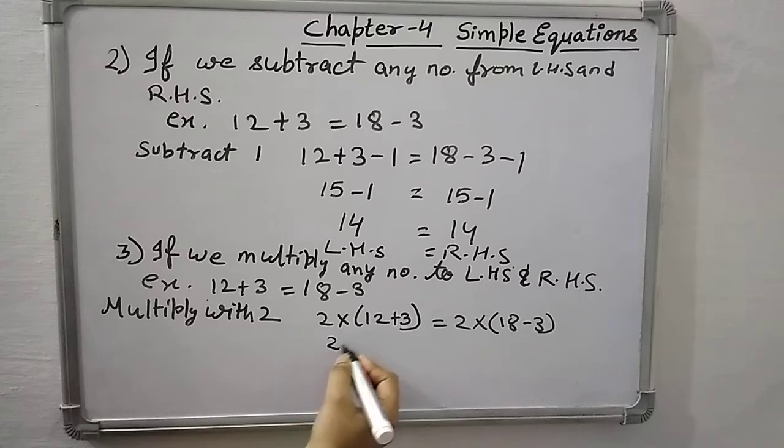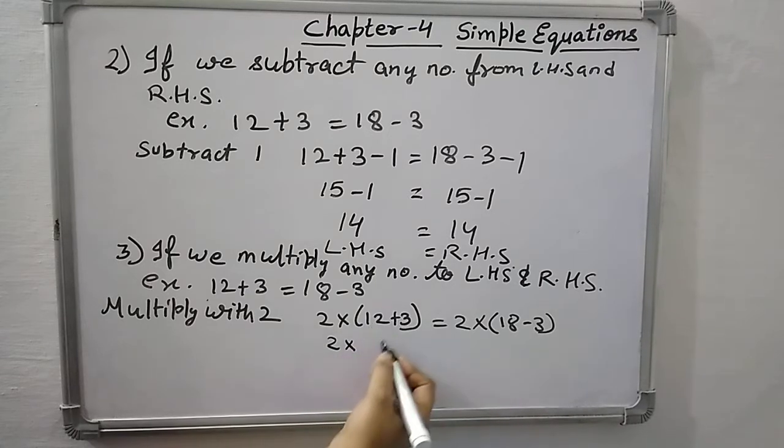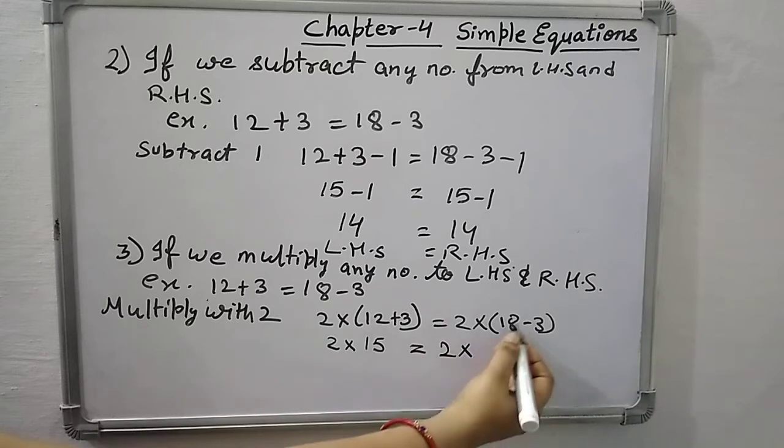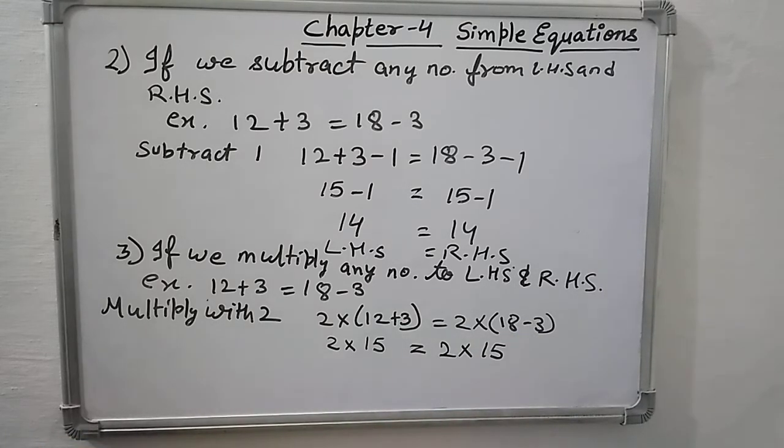Now we can say it will be 2 multiply 12 plus 3, it is 15. And in RHS it will be 2 multiply 18 minus 3, it is again 15. So 2 multiply 15 is 30, equal to 2 multiply 15, it is also 30. Again, the value of LHS is equal to RHS even after multiplying a number to a given equation. So equation remains balanced.